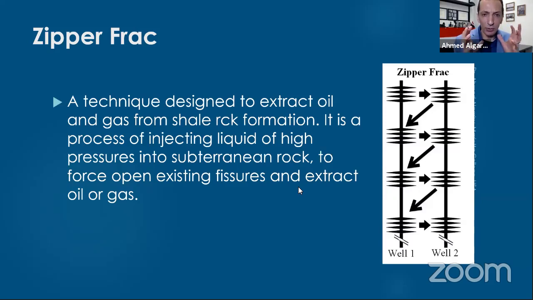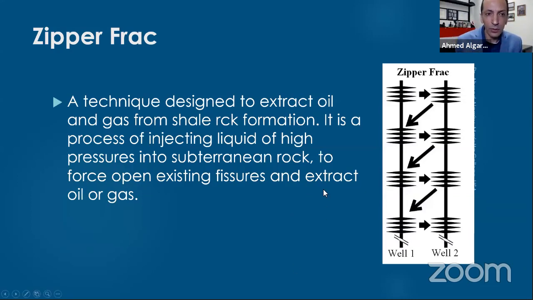So developing the zipper frac, or completing two wells at the same time, fracking two wells at the same time, what we call zipper frac, was a way to enhance the operation efficiency. The good news is that almost all companies that did zipper frac reported a higher production rate, something like 30% higher. It was amazing news. And I told you why we call it zipper: we go from well 1 to well 2, then we go back to well 1 to well 2, so it looks like a zipper.